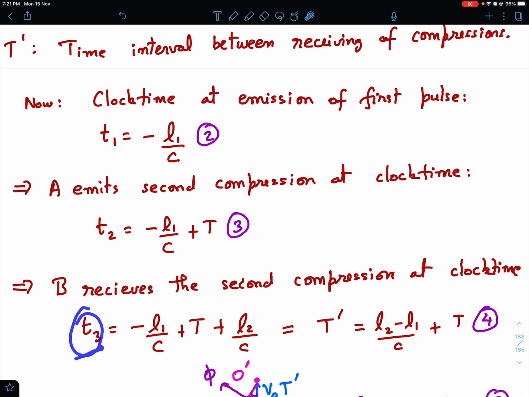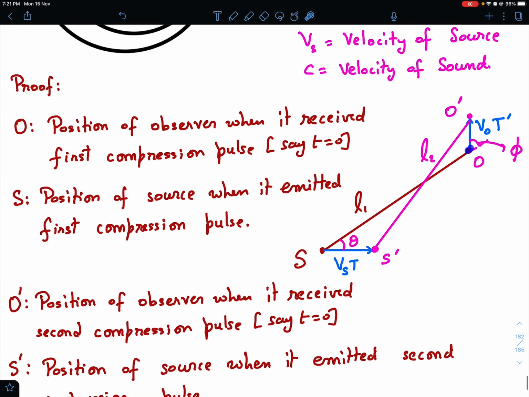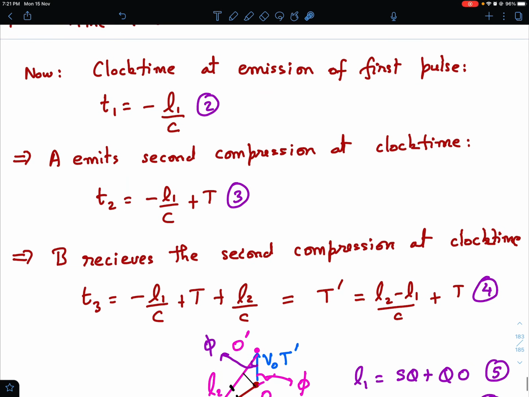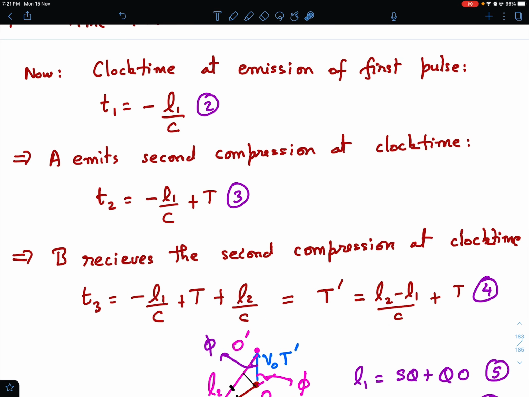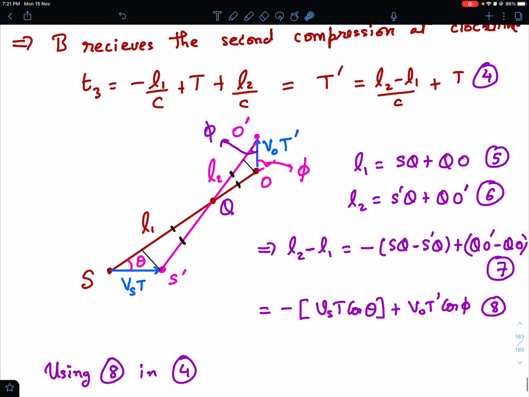Okay, so you can simplify this, and this is also t prime. Because I said that the time delay between the two pulses is t prime, this must also equal t prime, because the first was received at t equal to 0 and this one is received at t3, and t3 must be the same as t prime because this is the delay between the receiving of the two pulses, right? So t3 and t prime are the same. Simplifying, L2 minus L1 by c plus T is the time lag between the receiving of pulses. Now I need to see what I can do with L2 minus L1 by c. I'll need some standard geometry techniques, so we'll see how we can calculate that.